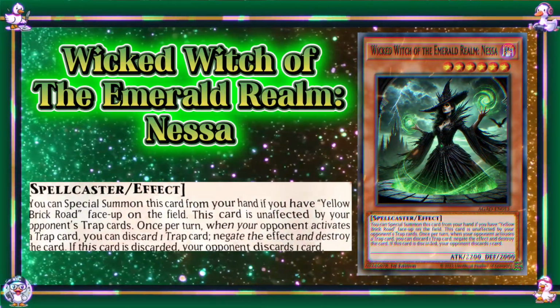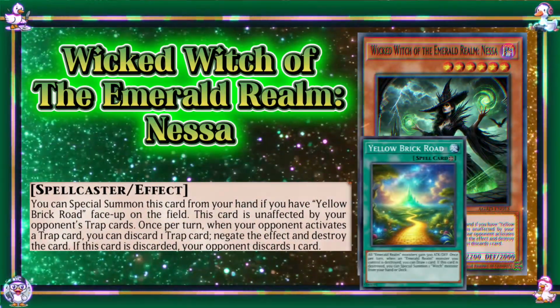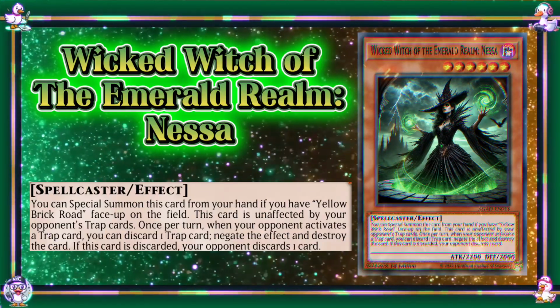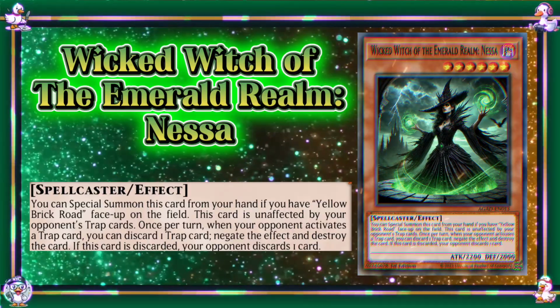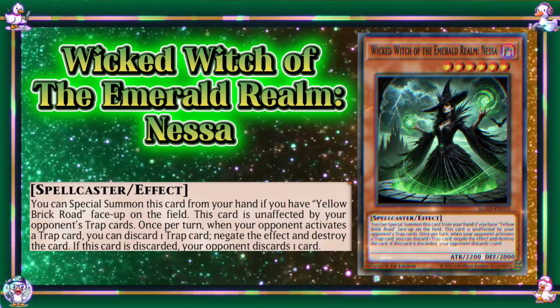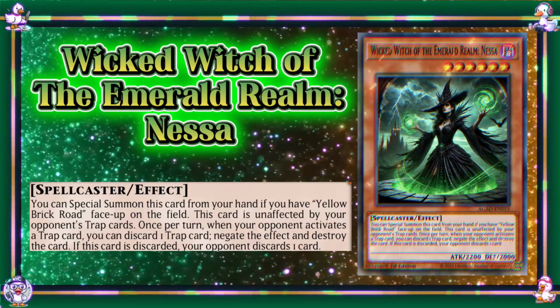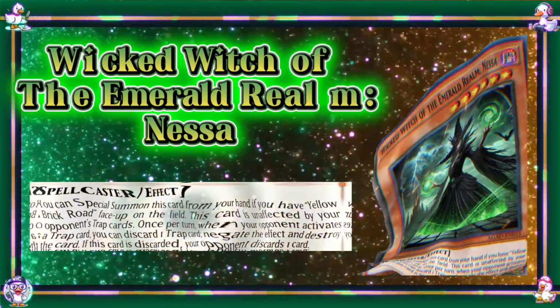You can special summon this card from your hand if you have Yellow Brick Road face up on the field. This card is unaffected by your opponent's trap cards. Once per turn, when your opponent activates a trap card, you can discard one trap card, negate the effect, and destroy the card. If this card is discarded, your opponent discards one card.